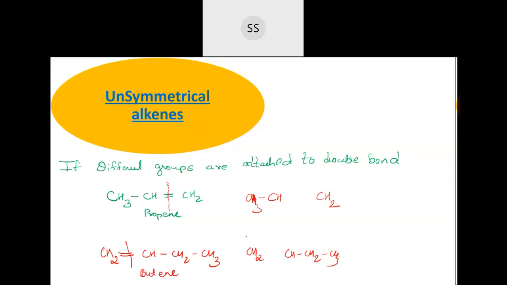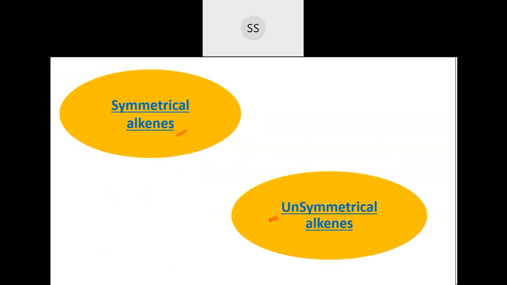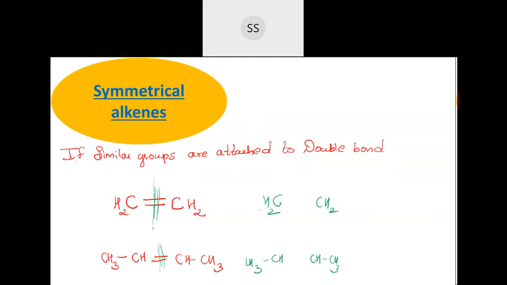I hope it's clear to everybody. I'll repeat once again. We are going to do addition of HX to two different kinds of alkenes: one is symmetrical, one is unsymmetrical. Symmetrical means similar groups are attached to the double bond, so when I break them, I will get the same groups. Ethene is one example of that.